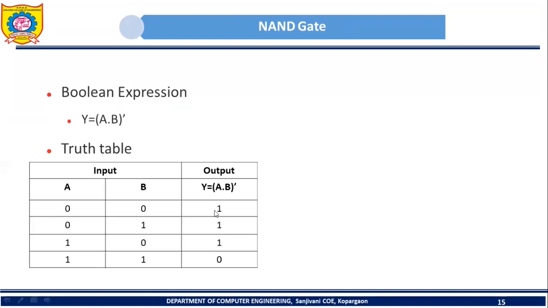Why are we taking complement here? Because I already told you that NAND gate is equivalent to AND gate followed by inverter. So due to that inverter, we have to take complement. Then similarly for 0, 1, perform AND operation, result will be 0, take its complement, result is 1. Similarly, perform AND operation between 1 and 0, result is 0, take its complement, result is 1, write it here. Then 1, 1, perform AND operation, result will be 1, and take its complement, result will be 0. So write that 0.